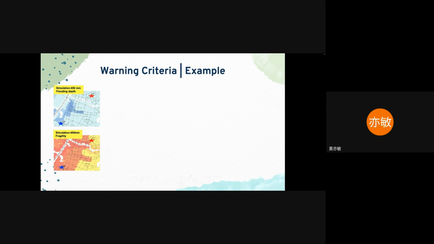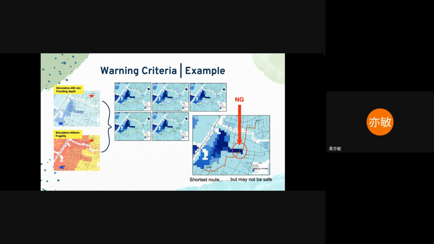So here are the examples. We have a simulation for 450 millimeter flooding depths. And we also have fragility maps for the people living around here. And then we have different scenarios of the evacuation route. There's one route, one way to evacuate the people, but it's not safe. So with simulation, we can make our decision before the actual flooding occurs. And then we can provide different options for our people living in these areas.